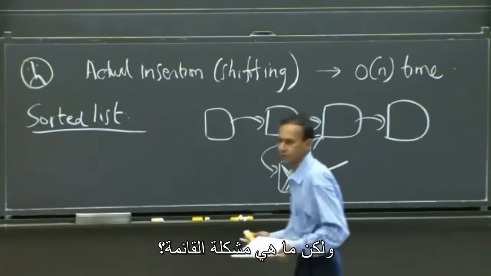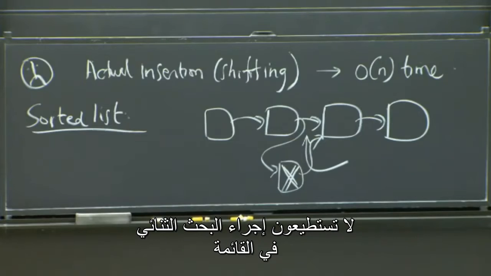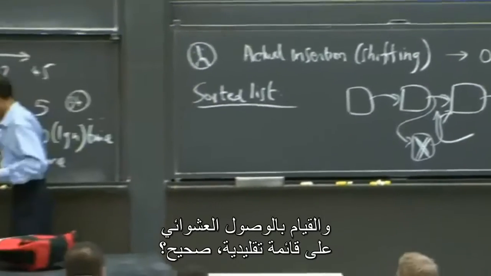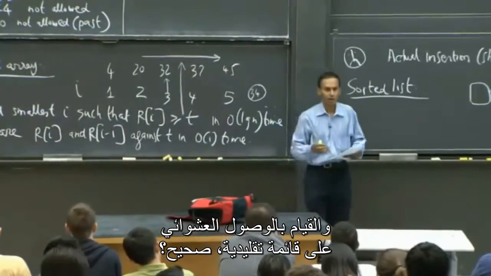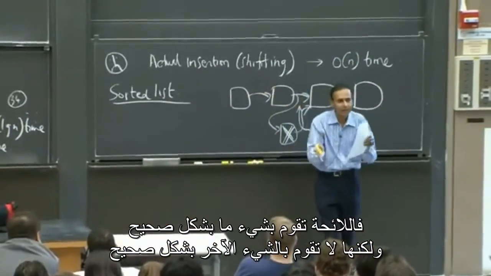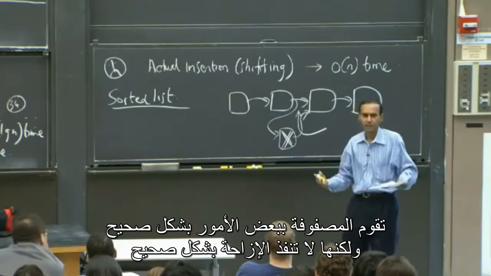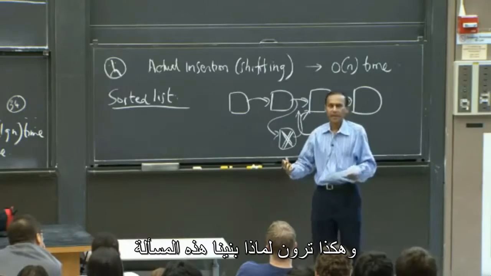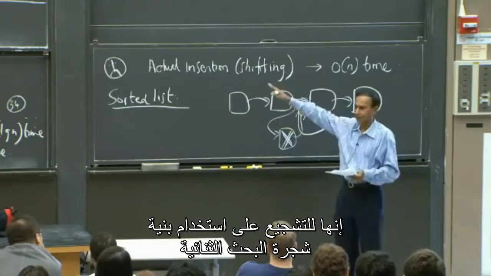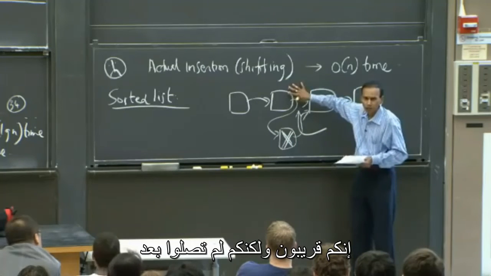But what's the problem with the list? Yeah? Well, you can't do binary search on a list. There's no notion of going to the n/2 index and doing random access on a conventional list, right? So the list does one thing right, but doesn't do the other thing right. The array does a couple of things right, but doesn't do the shifting right. And so you see why we've constructed this toy problem. It's to motivate the binary search tree data structure, obviously. But you're close, but not quite there.